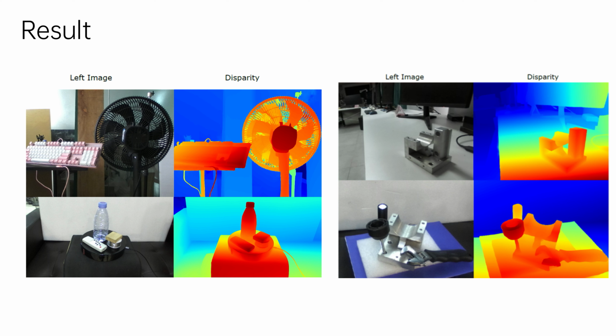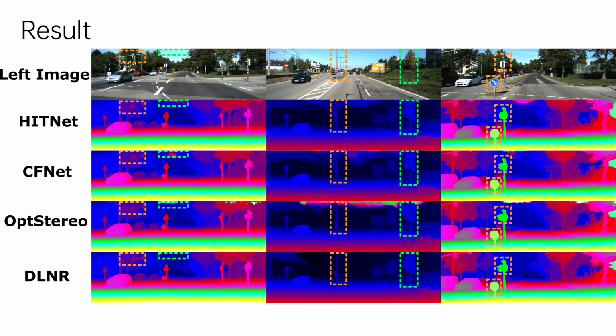Real-world generalization test shows that our model is robust even in many extreme regions, such as textureless, translucent, reflective, or even self-luminous. The visualization on the KITTI dataset also shows that our model alleviates the problem of blurry edges, thin object missing, and textureless region mismatch.